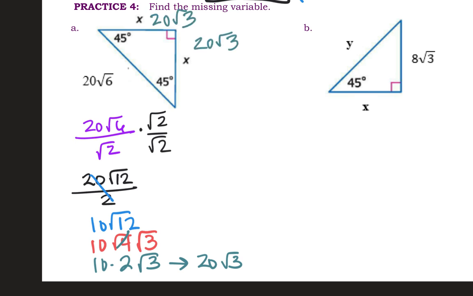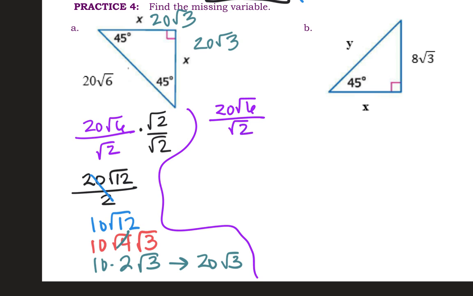But reminder that you could also do that other method. If you have 20 square root of 6 divided by the square root of 2, you can reduce the 6 and the 2. That would be 20 square root of 3 over square root of 1. What times itself gives us 1? 1, right? The square root of 1 is 1. All right, and then that would also give us 20 square root of 3.